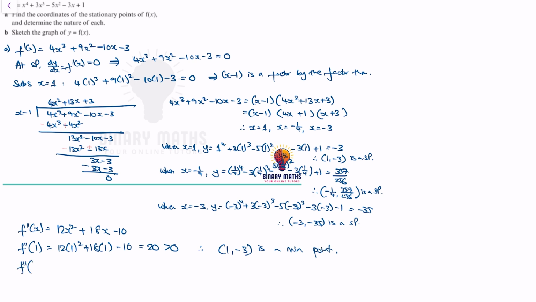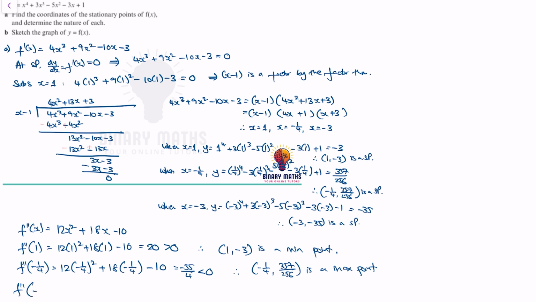F double dash of the second stationary point, which is minus a quarter, is equal to 12 times minus a quarter squared plus 18 times minus a quarter minus 10, which is equal to minus 55 over 4, which is less than 0. Therefore, minus a quarter, 357 over 256 is a maximum point. And the last one I need to substitute in is minus 3, which is 12 times minus 3 squared plus 18 times minus 3, take away 10. I put that into my calculator, I'll get 44, which is greater than 0. Therefore, minus 3, minus 35 is a minimum point.